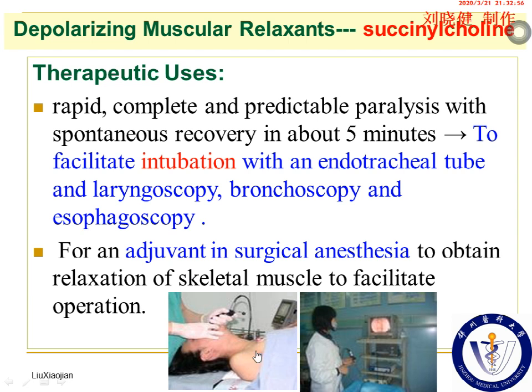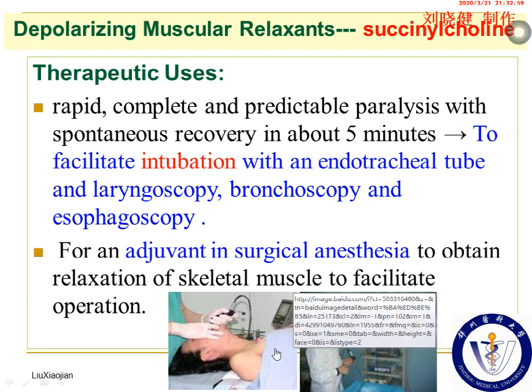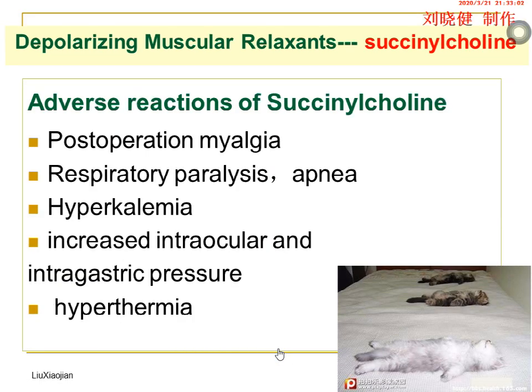Now, look at this. Of course, because this drug also induces depolarization, it usually induces some adverse reactions like post-operation myalgia, because it has muscular tension fasciculation at the beginning. And it may act on the intercostal muscles, inducing respiratory paralysis, even apnea.